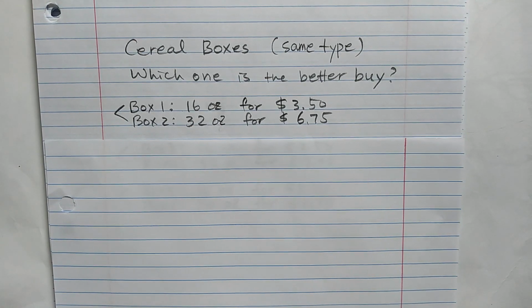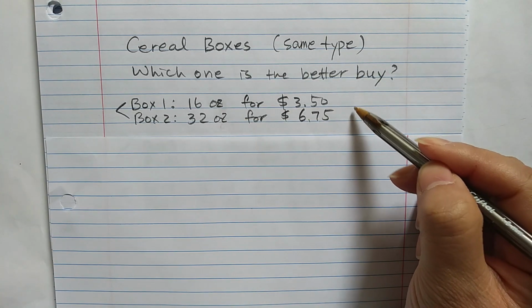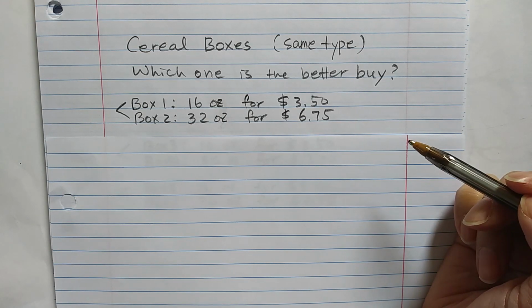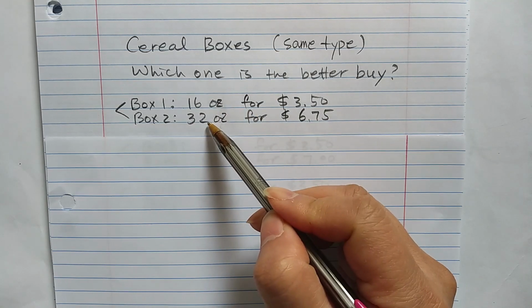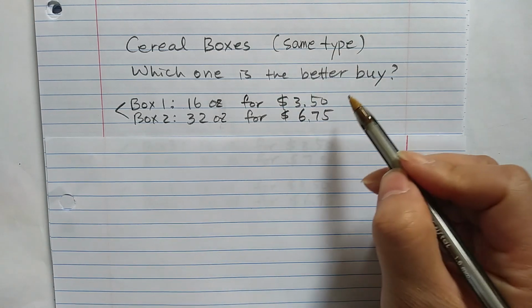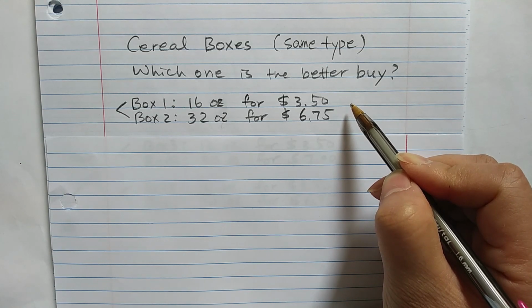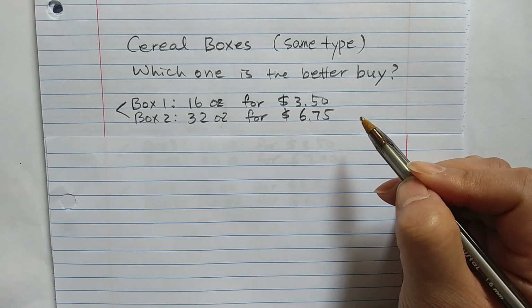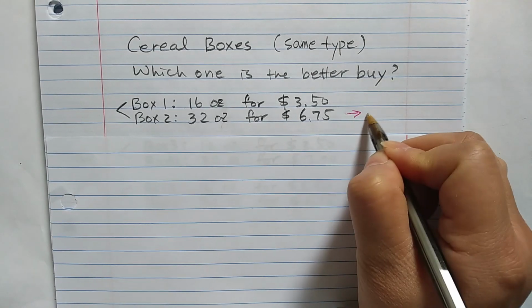You're at a store and comparing cereal boxes. Between these two boxes, which one is the better buy? Before you jump in and try to calculate anything, let's look at these numbers. 32 is exactly double 16 ounces. And double $3.50 is $7. $6.75 is 25 cents cheaper than $7. So in this case, this is cheaper.